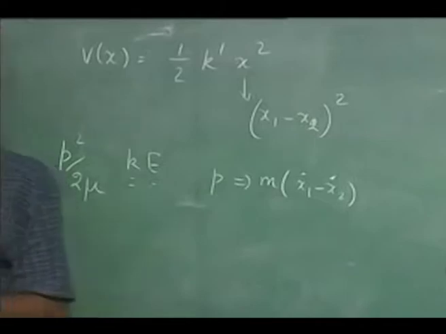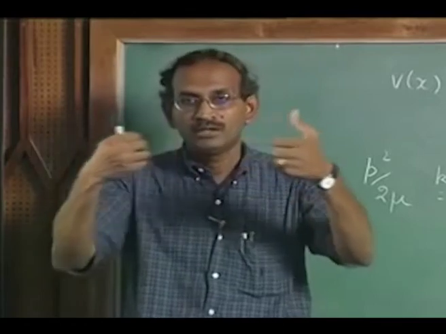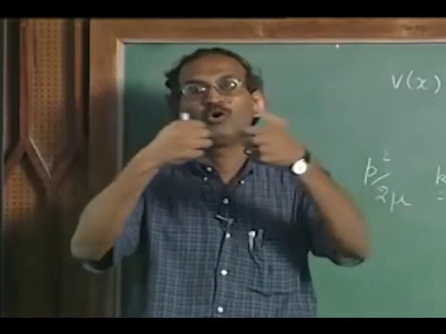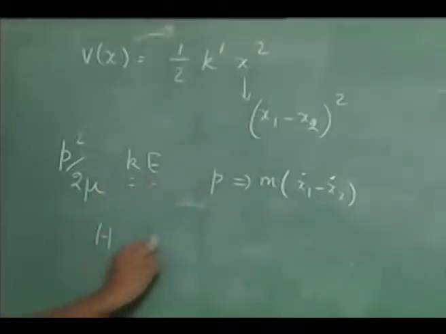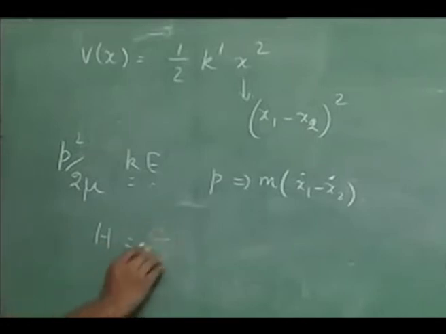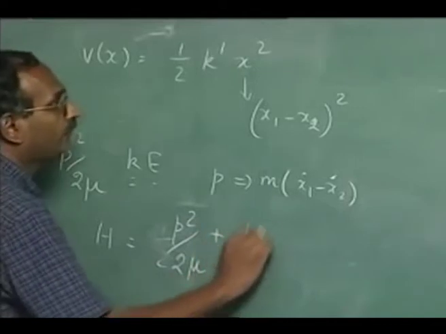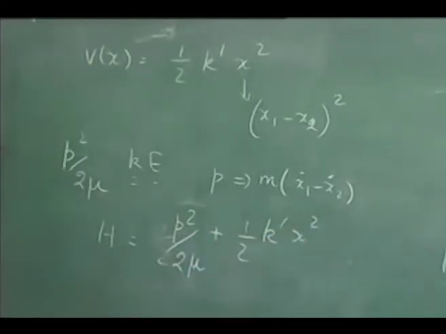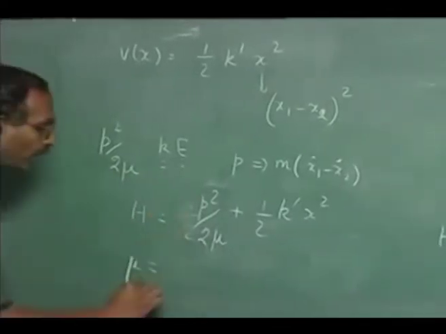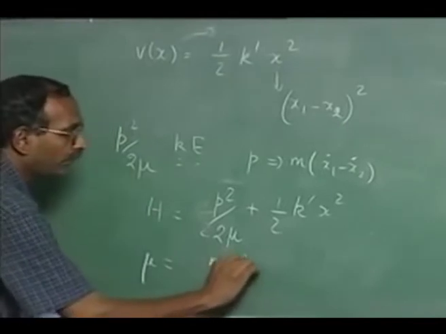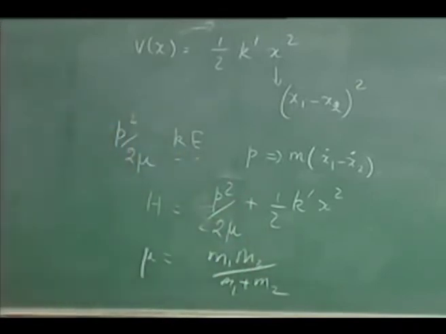So in the diatomic molecular Hamiltonian, you have only one coordinate, namely the overall displacement from equilibrium, determining the Hamiltonian as p squared by 2 mu plus half k prime x squared, where mu is now the reduced mass. It is not the mass of the harmonic oscillator like you had earlier. It is the reduced mass given by m1 m2 by m1 plus m2.